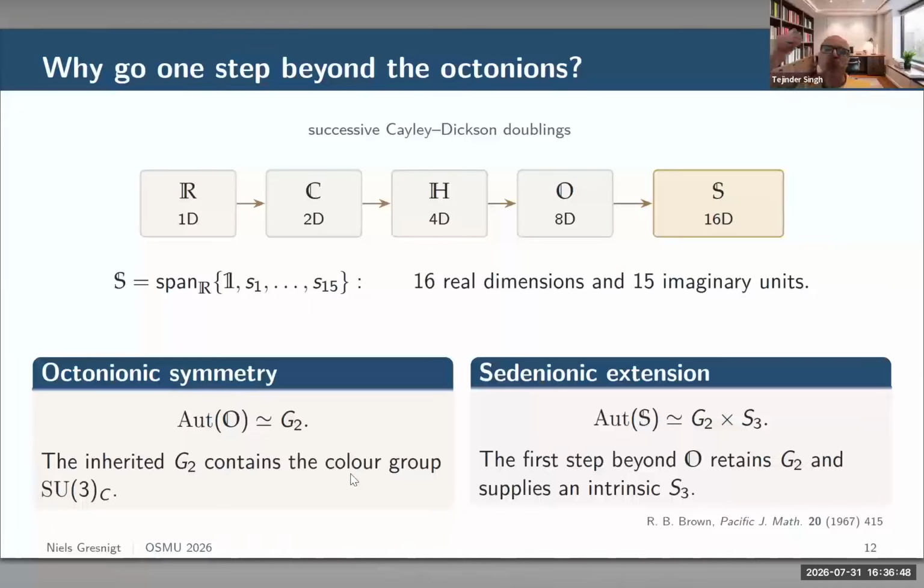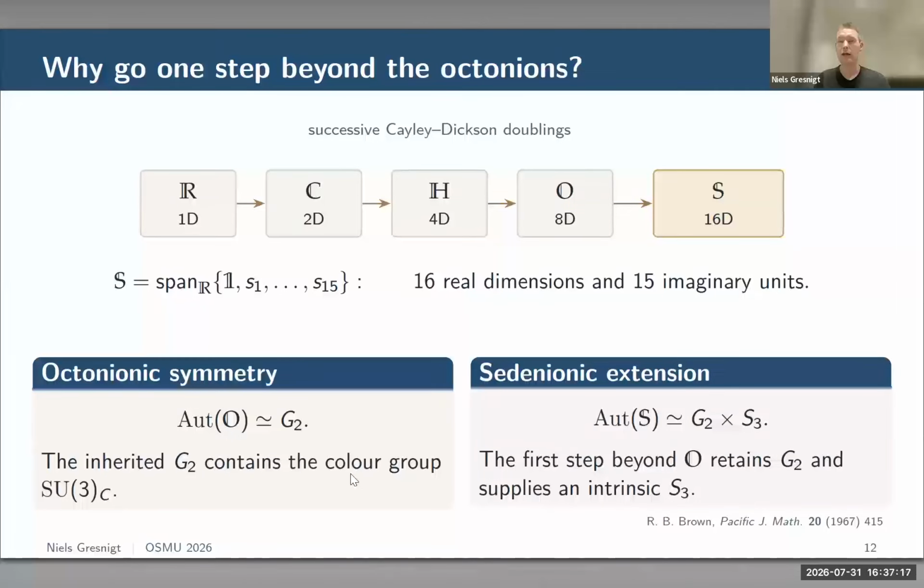Yeah, that's why I pointed it out at the end. At the moment I don't see how the S3 that I'm using is related to the S3 that you get from triality, for example. It's slightly different. I don't think it's the same S3. As such, it is not. But if both are describing three generations, then there has to be some connection between them.